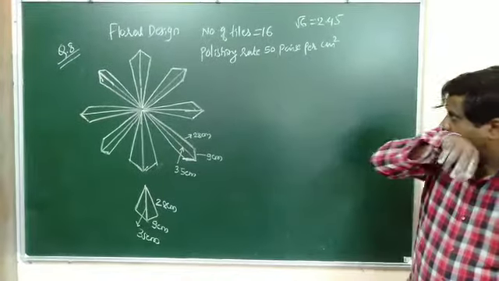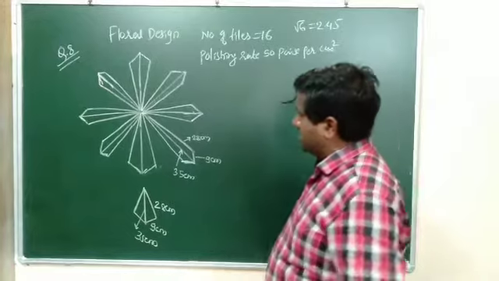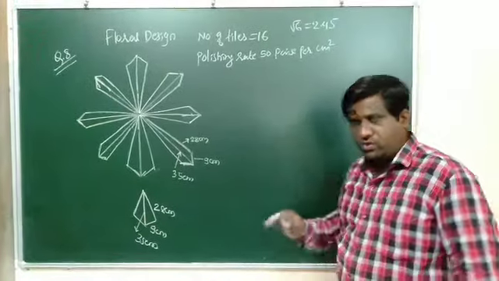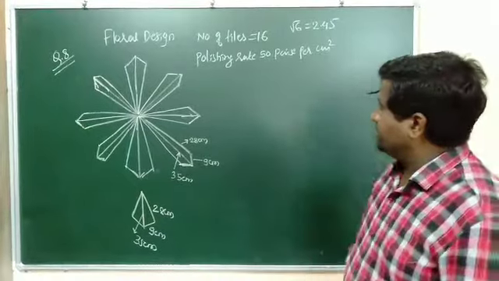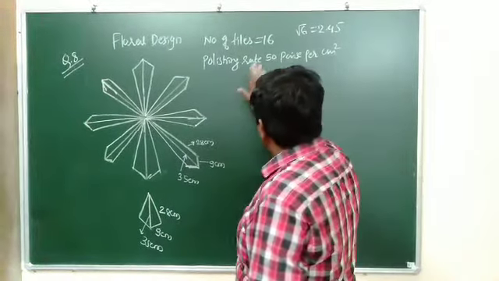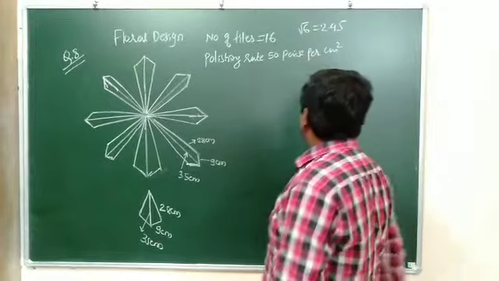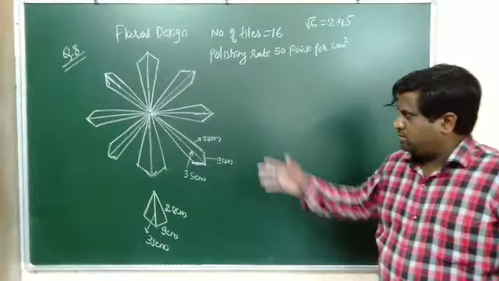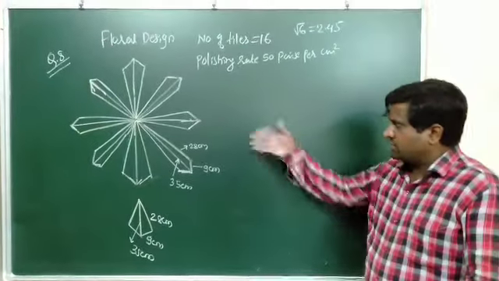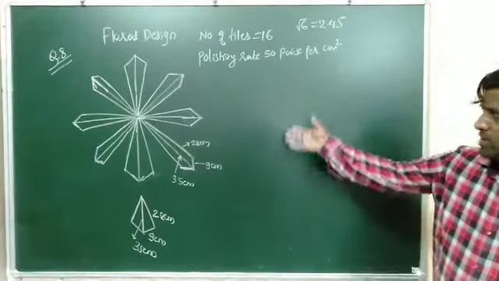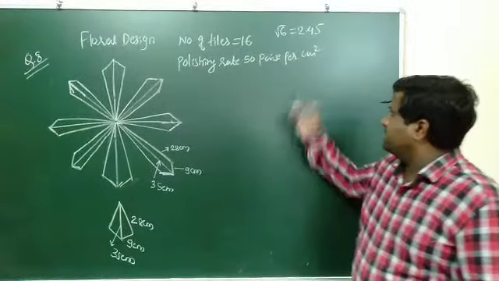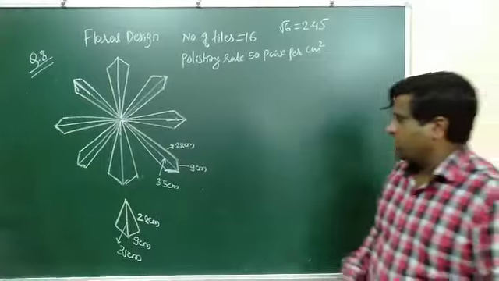So in this example, he has given the number of tiles to decorate a floor as 16. Total number of tiles, how much? 16. And the polishing rate he has given is 50 paise per centimeter square. There is an assignment, a project given to the laborers to polish those floors, those tiles, at a rate of 50 paise per centimeter square.